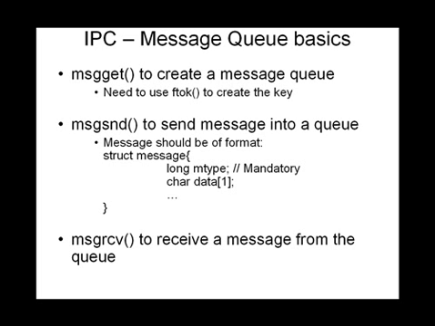Now these messages should be of a particular format. The very first 4 bytes should be of type long integer. This is the only mandatory thing. After this, the message could consist of any amount of data which the user desires to send across through the queue. The last function is msgrcv, which is used to receive these messages which were posted onto the queue. So just using these 3 functions, we can create a message queue library, and that is what we do.